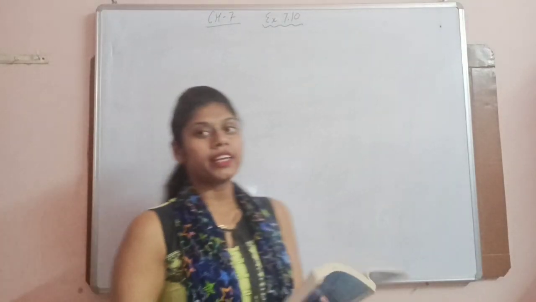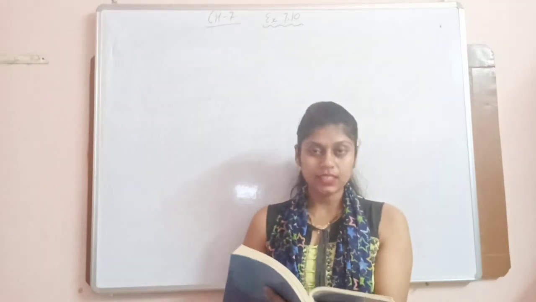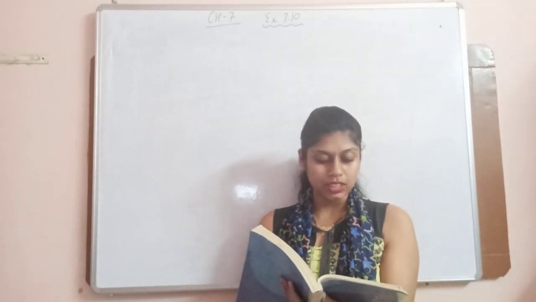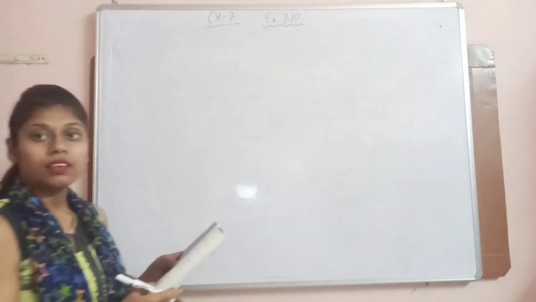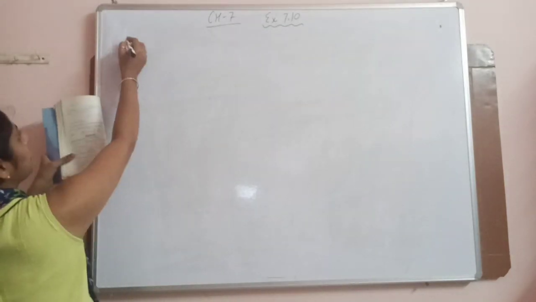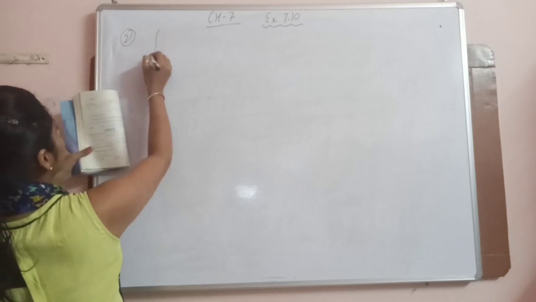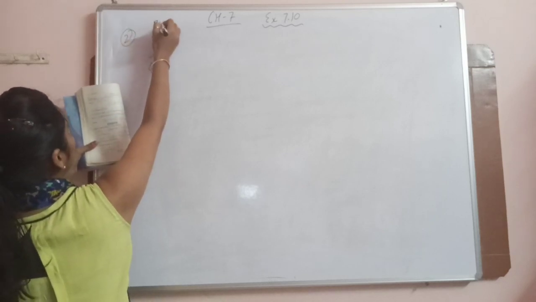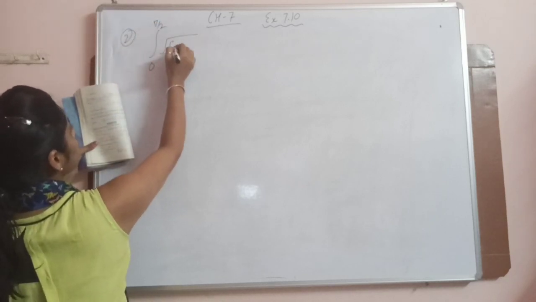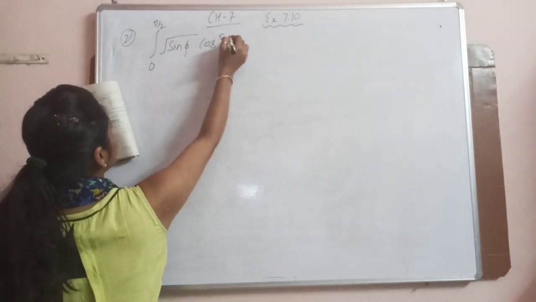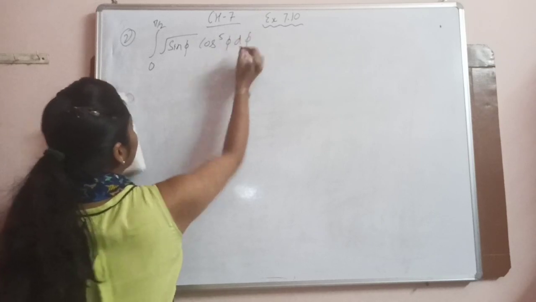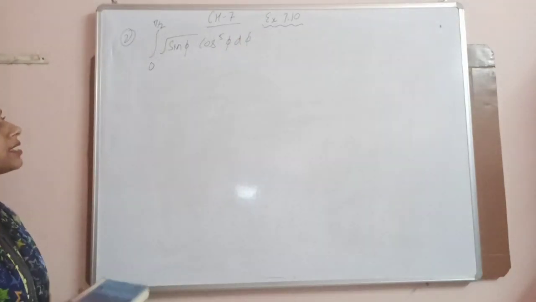Next we will start exercise 7.10. In this exercise again we have to do the substitution and then integrate. The first question is the same as we had done in the previous exercise. I will start from the second question: integration from 0 to pi by 2 of root of sine phi cos power 5 phi d phi. We have to integrate this.